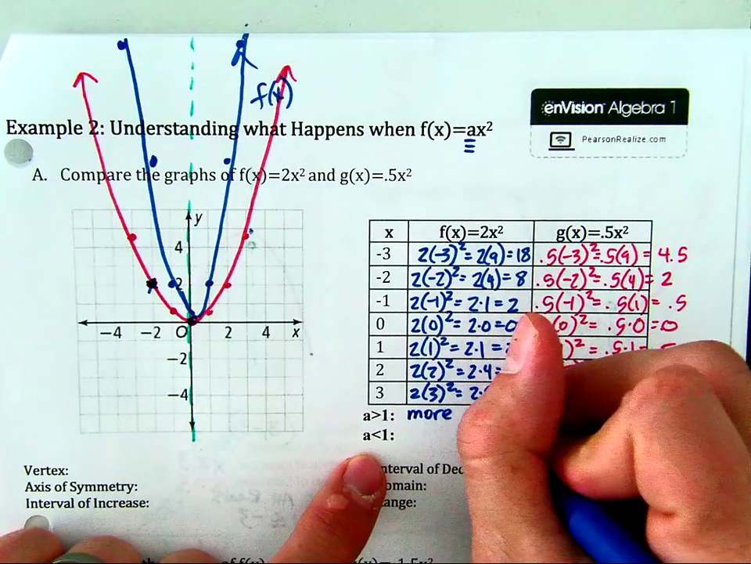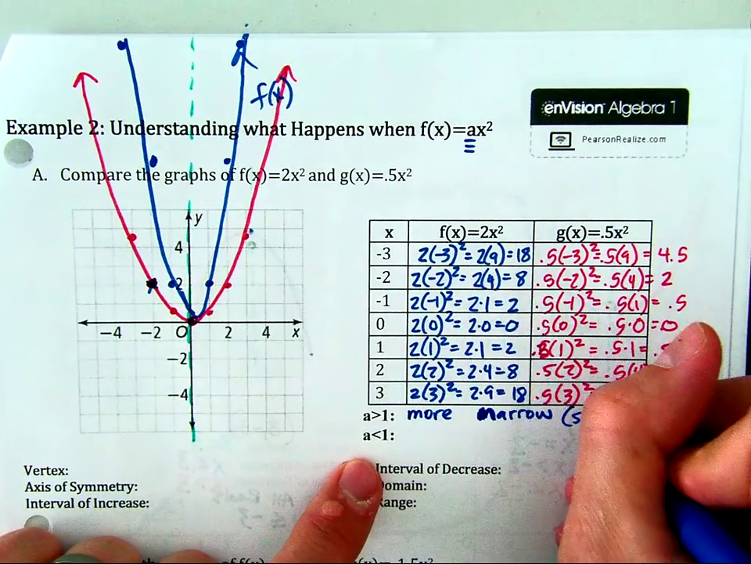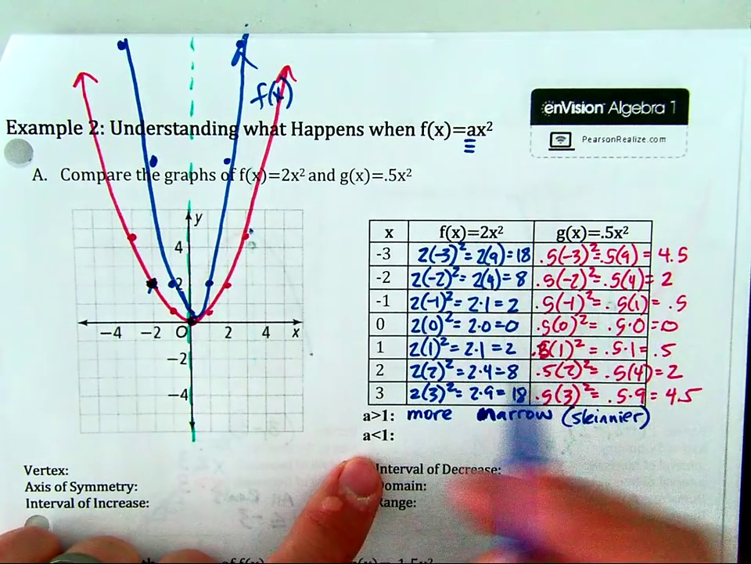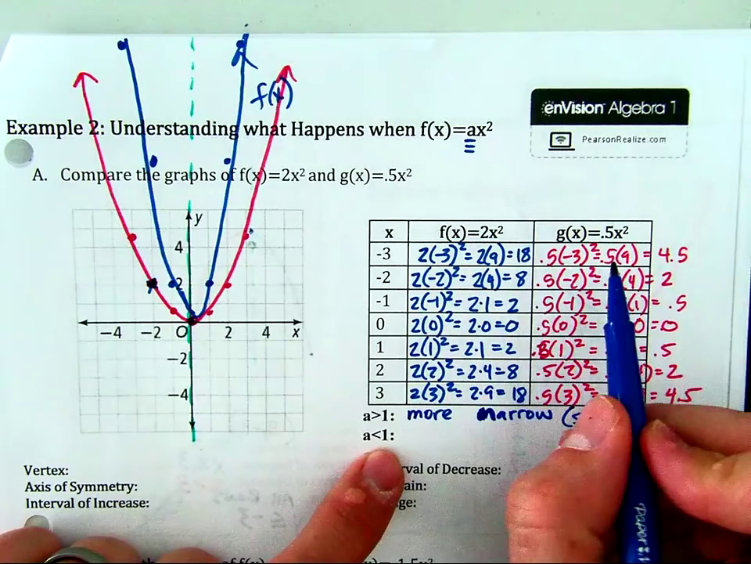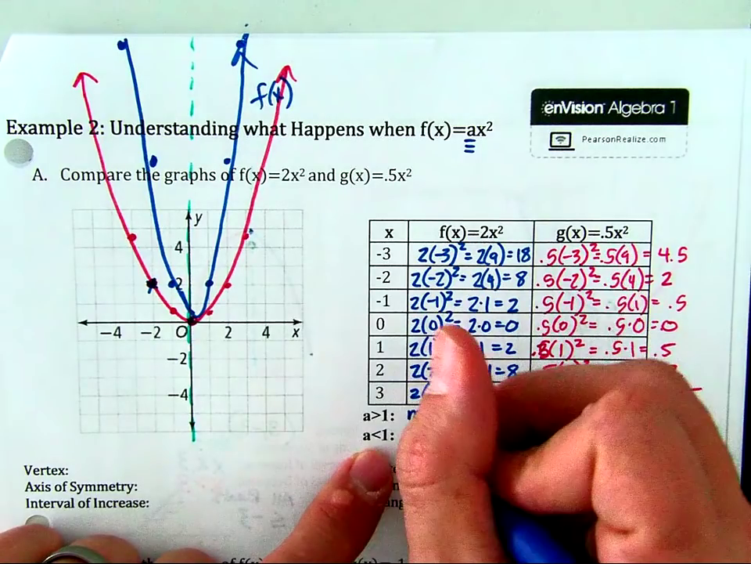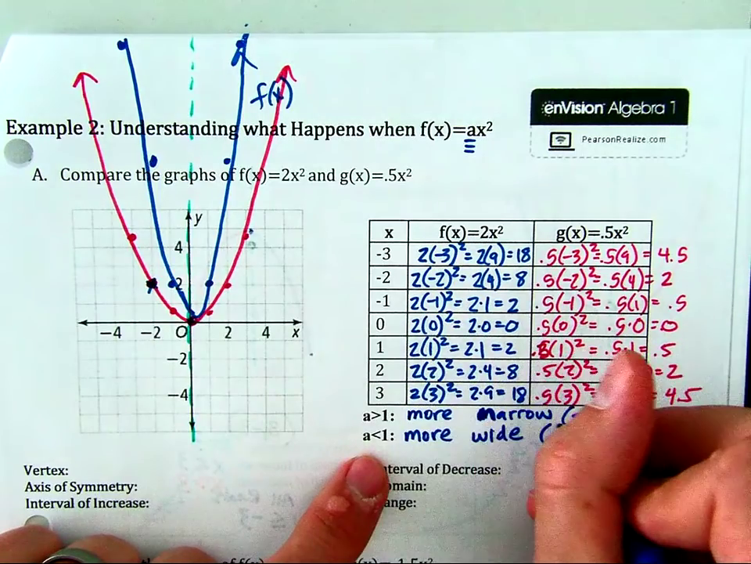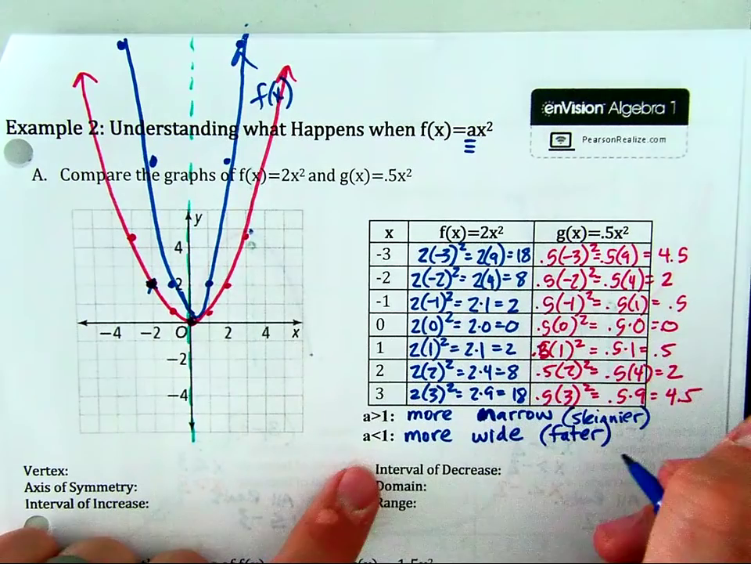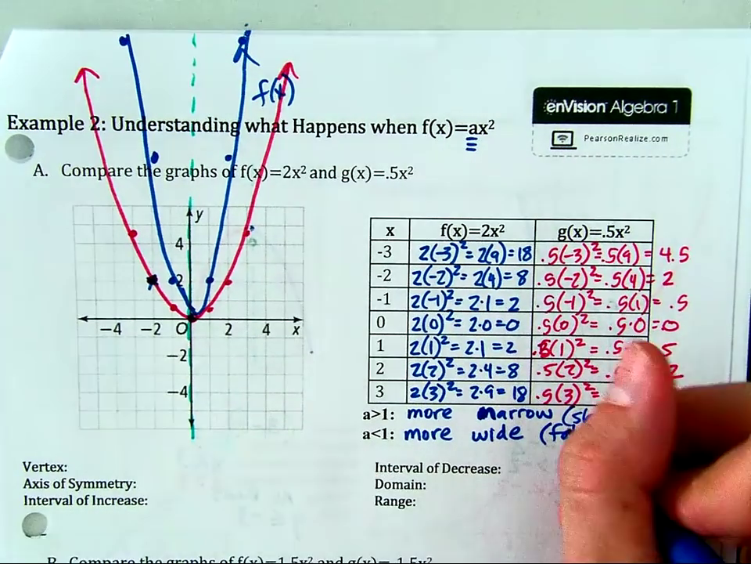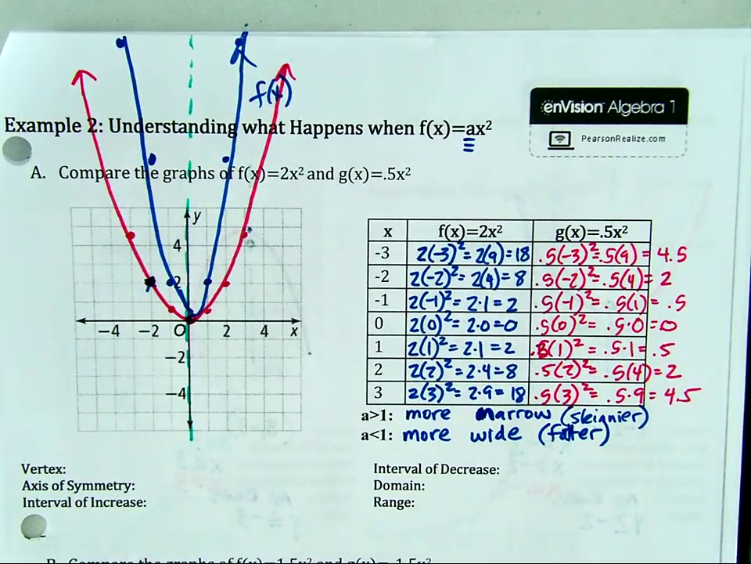When your value is less than 1, like it is in g of x, it's going to be more wide, or fatter, if you will. I don't know if that's how you spell fatter. Maybe there's 2 T's. So if it's greater than 1, it's narrow. If it's less than 1, it's more wide.